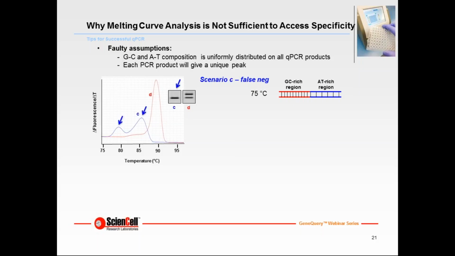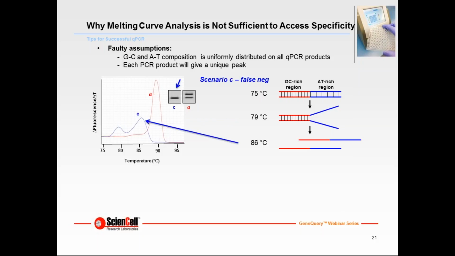Although the qPCR product is pure as the gel shows, it generates two peaks in MCA. This is because at 79 degrees, the AT-rich region will melt first, giving a partial loss in fluorescence and producing a peak. An additional peak would be produced for the same product at 86 degrees once the melting temperature of the GC-rich region is reached, resulting in a bimodal melting curve for a single product.